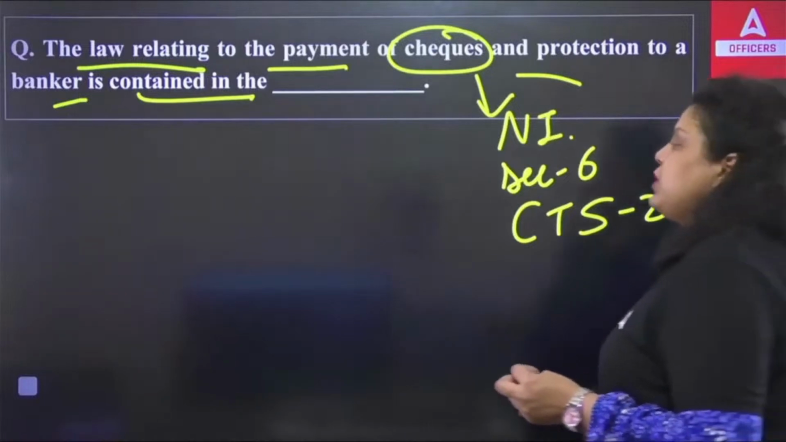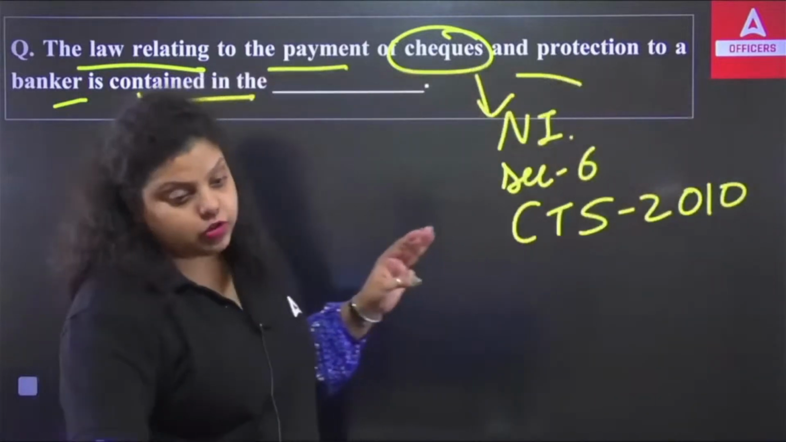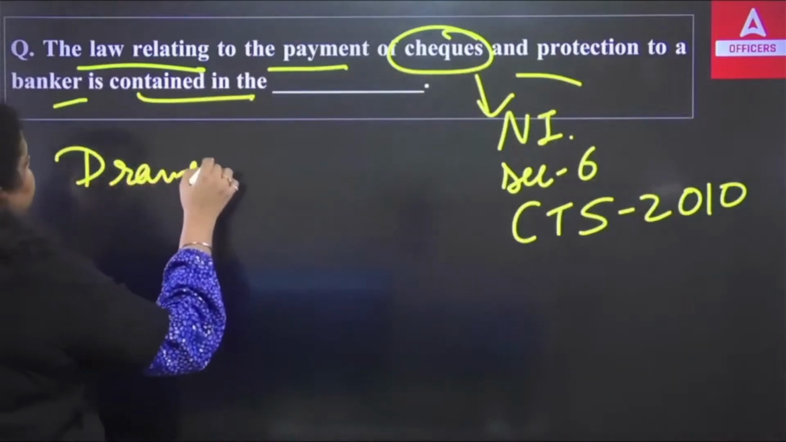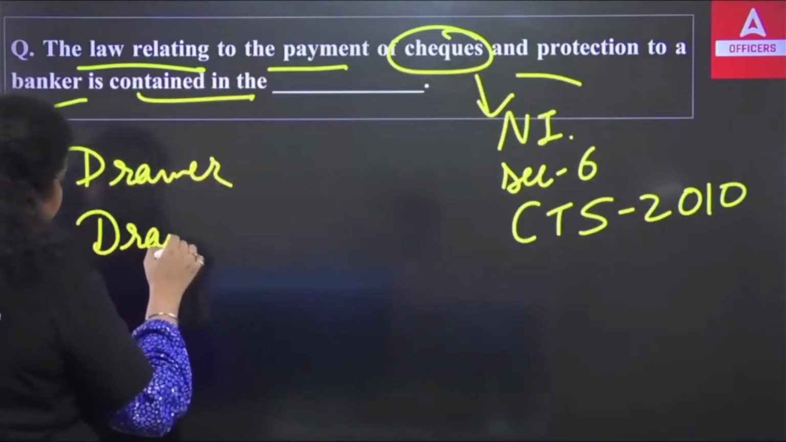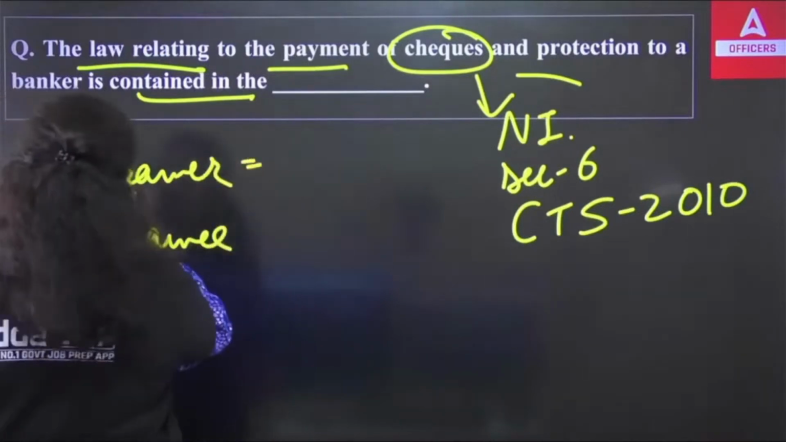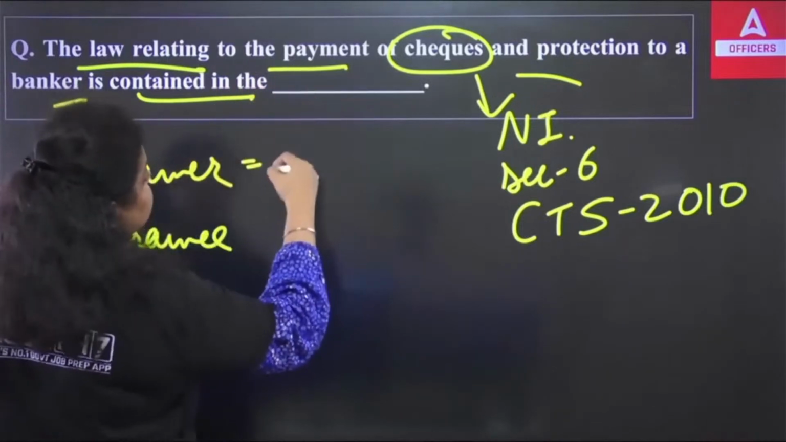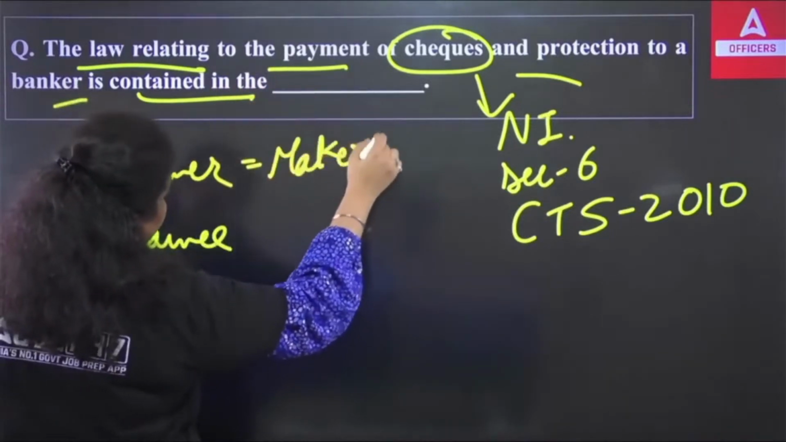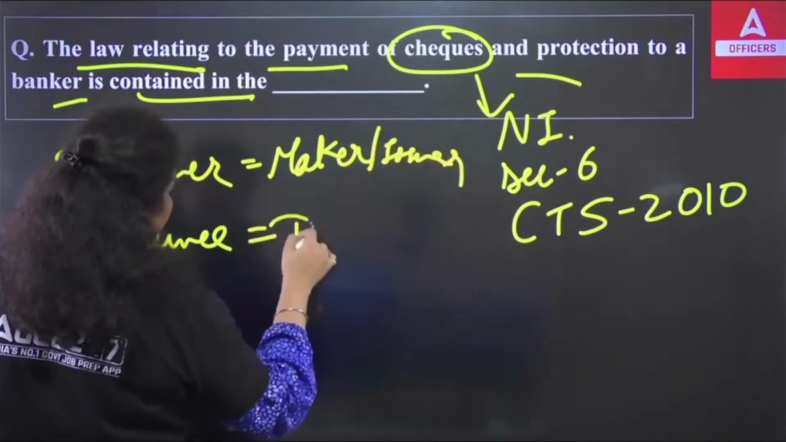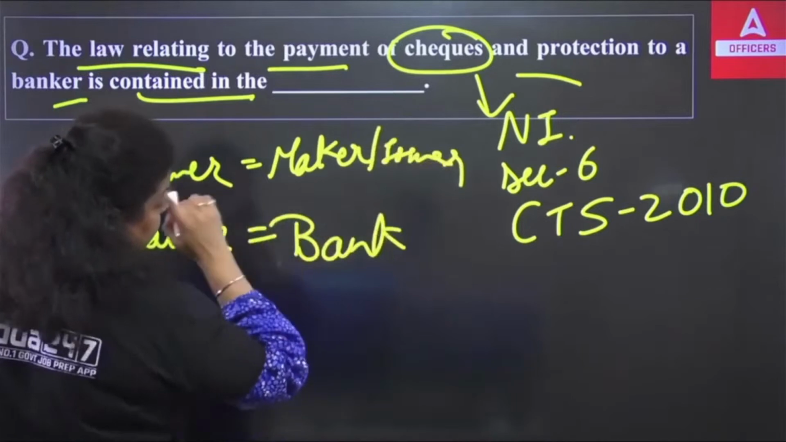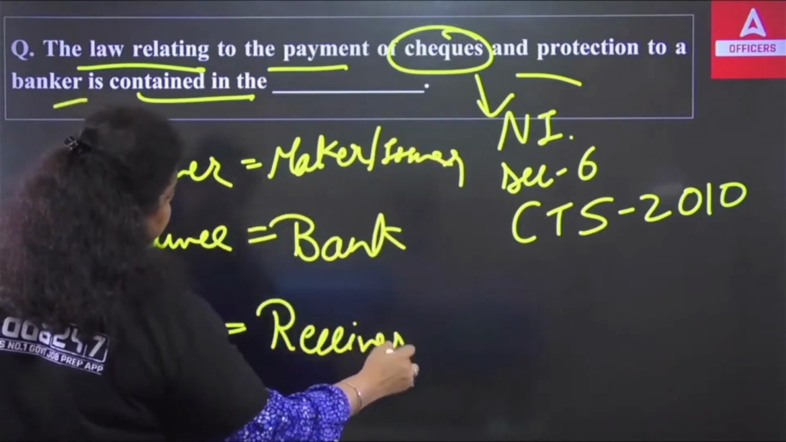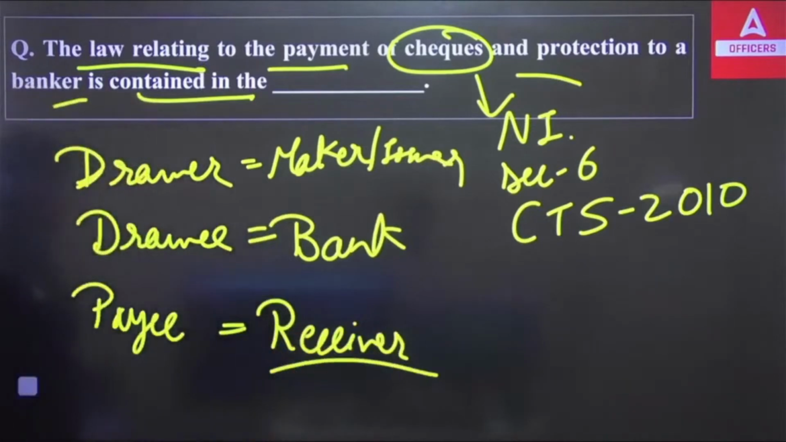Okay. And if we talk about the check, there are 3 parties in a check. The first one, we have a drawer. Second, we have a drawee. And third, we have a payee. Drawer means the person who is making the check. That's the maker or the issuer who is making the check. Drawee means always a bank, the bank who is going to give you the funding. And payee means always the receiver who is receiving the money of a check. These are the 3 parties.